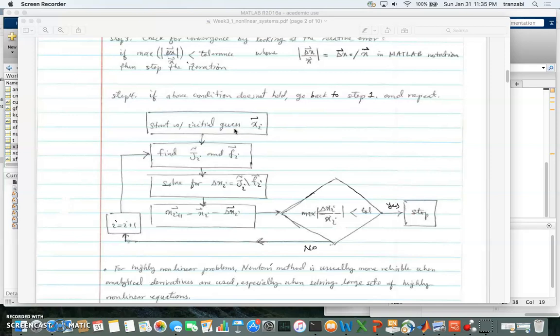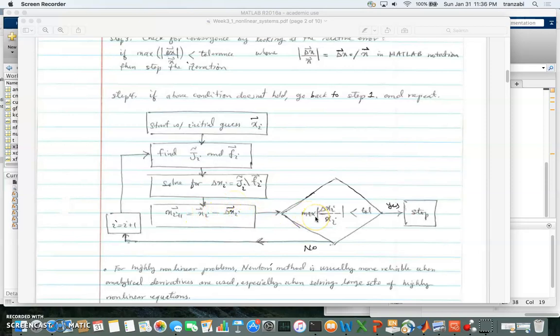So for every x, we have to have a guess. That's why we have this x vector, which means we have to guess the whole vector. After we guess the x, we're going to find the Jacobian on the right-hand side. Solve for the delta x in the current iteration by using j_f. Then update the variable. So this is the updated variable, this is the current variable, that's the change.